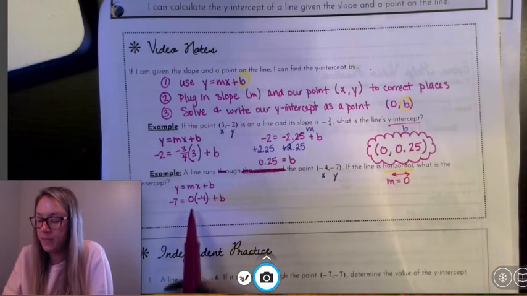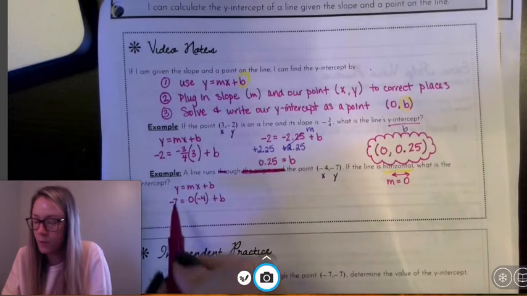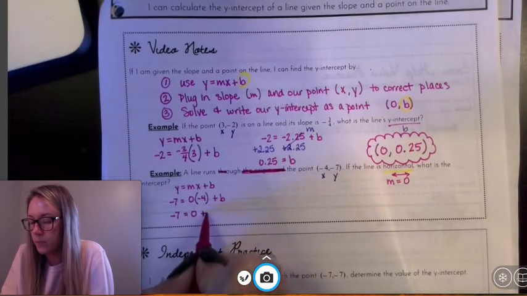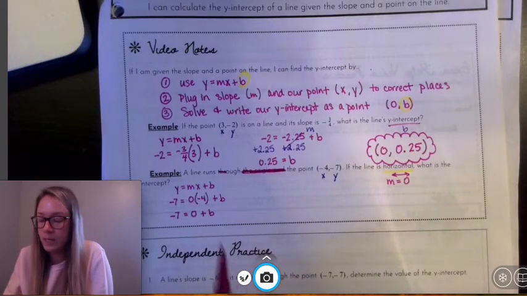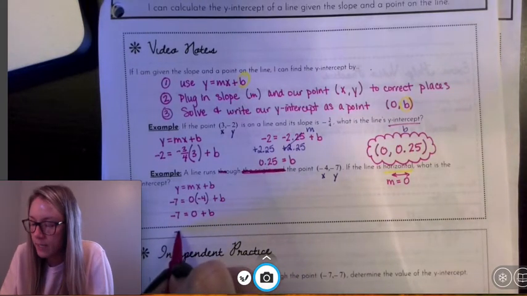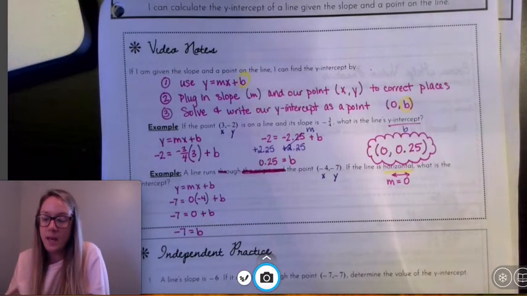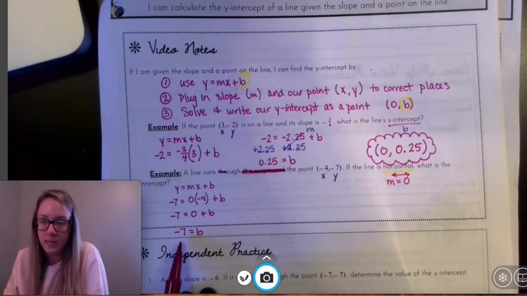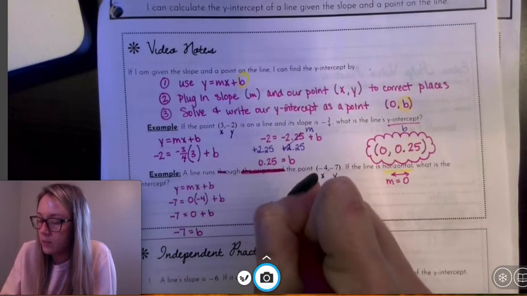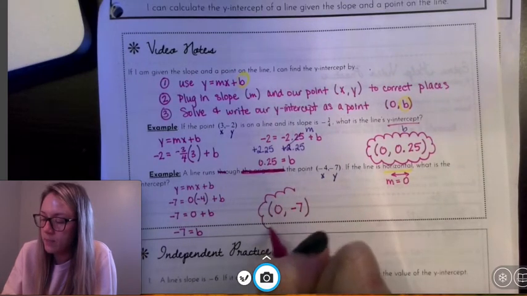When I simplify this, 0 times -4, and 0 times anything is 0. So I have -7 equals 0 plus b. 0 plus b is still just b, so I get -7 equals b. And this is my y-intercept, -7. And so when I write it as a point, it's (0, -7). And that's my y-intercept.